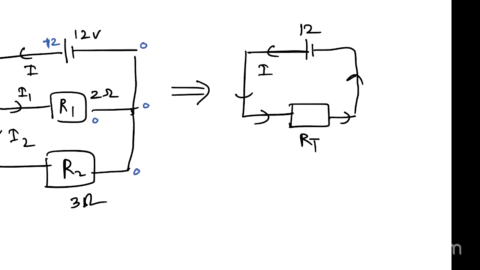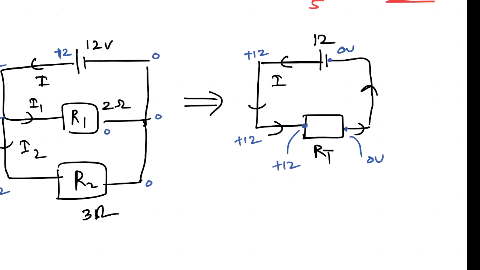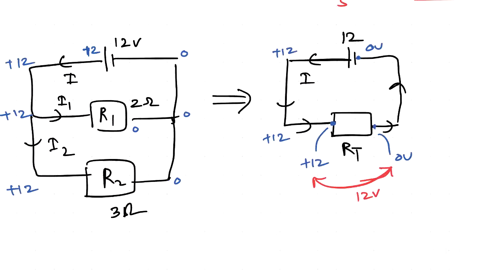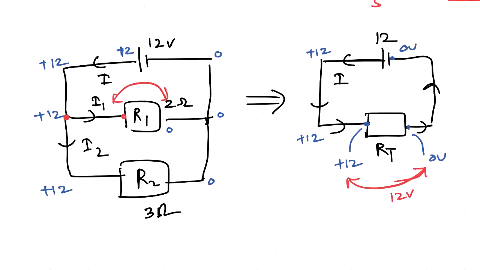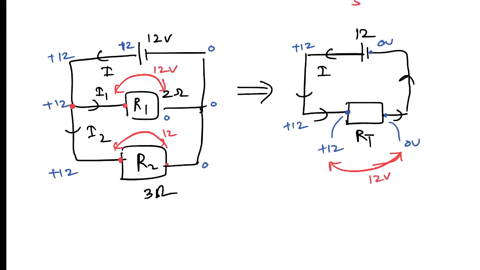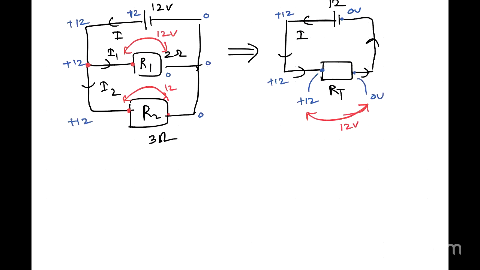And in this diagram, what has happened? So this is positive 12, which makes this place also positive 12. And this is 0, and this place is 0. So you can get an idea that here the total difference is 12 volts. And here, this is 12, this is 12, so the voltage difference is 12. And here, same thing, positive 12 voltage difference, right? So I'm going to use the symbols, then we can calculate the value, right?